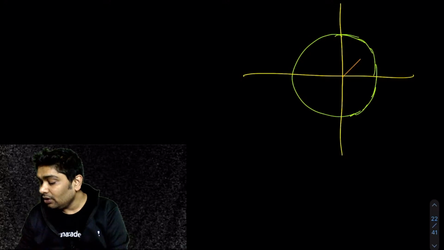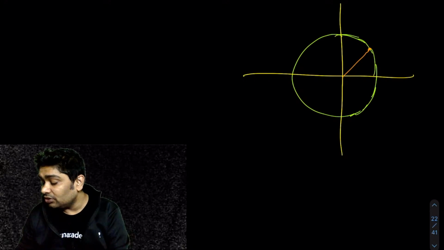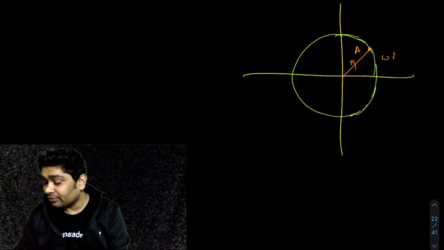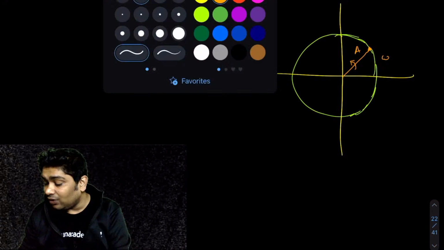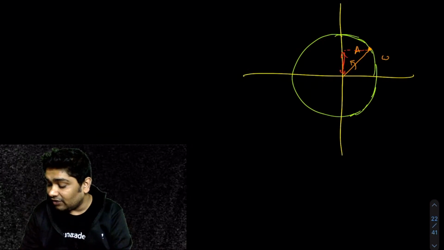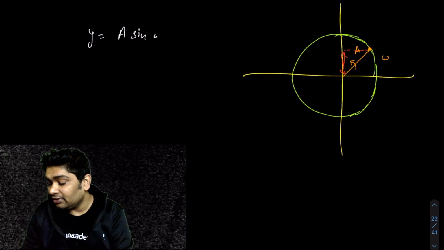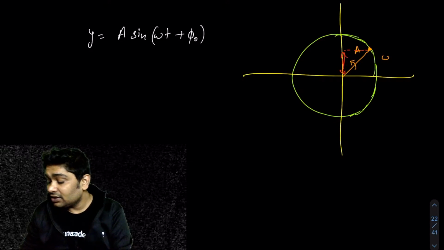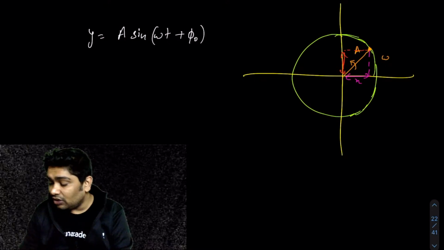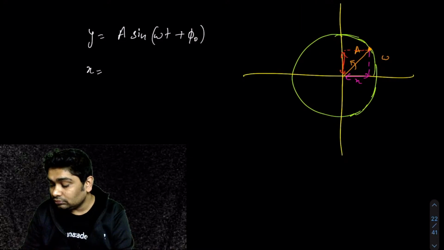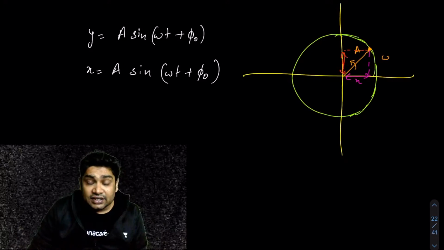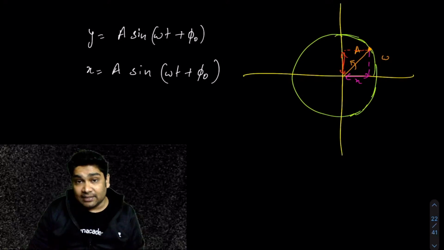So imagine here is a particle which is performing circular motion, of radius a and rotating with angular velocity omega. Then what you realize was that the y coordinate was given as y equals a sine of (omega t plus phi naught). Similarly, the x coordinate is a sine of (omega t plus phi naught). So essentially, can I say that circular motion is the superimposition of two mutually perpendicular SHMs of the same frequency, the same amplitude.